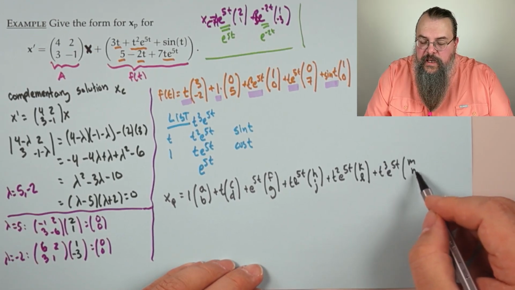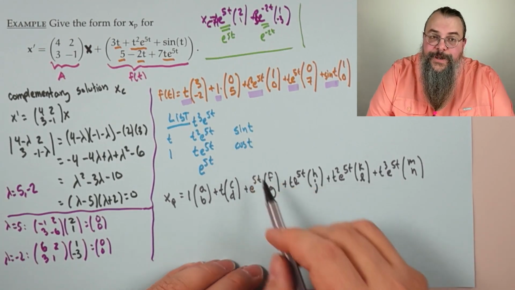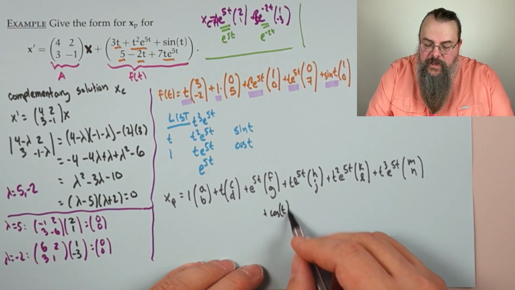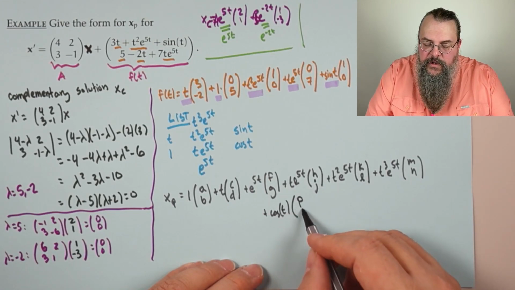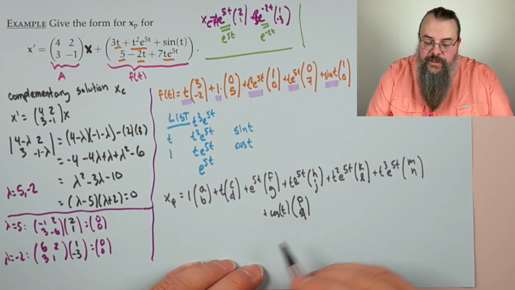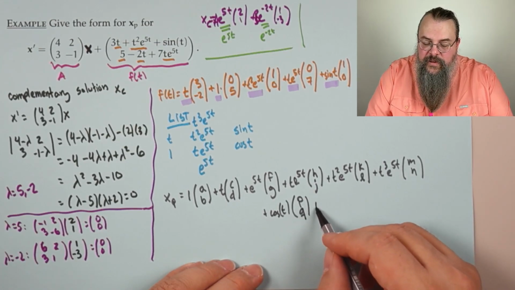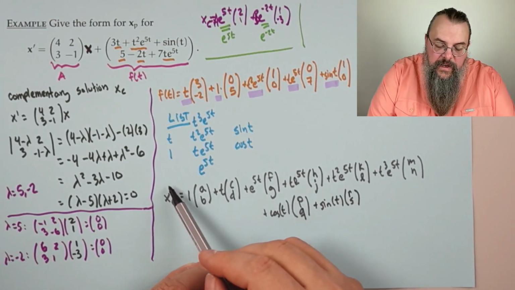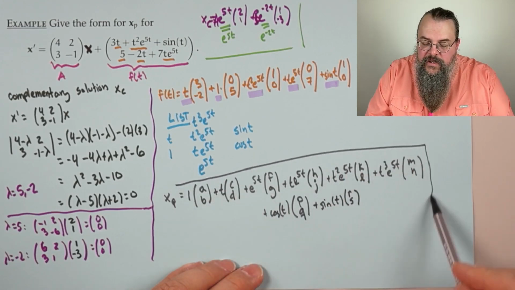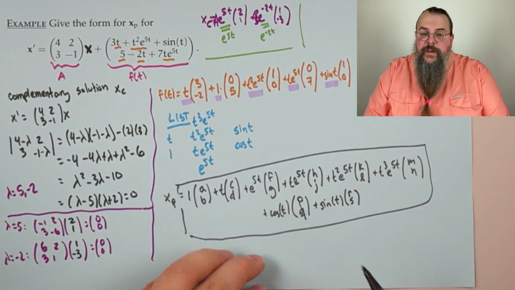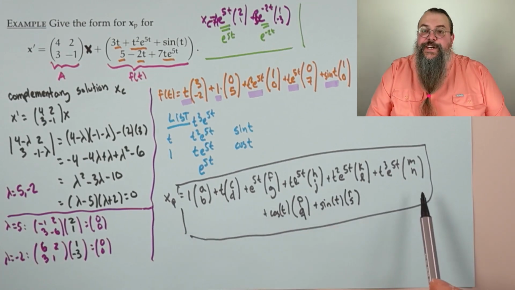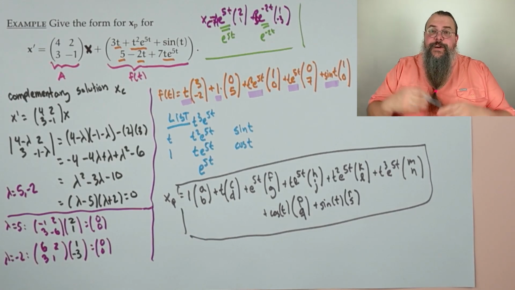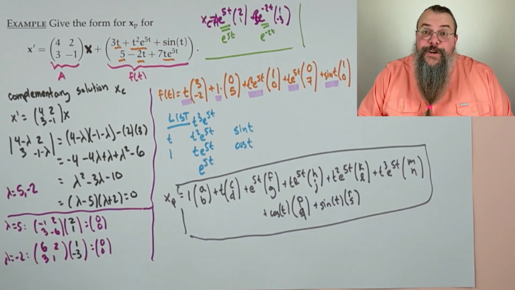And m, n. And, okay, we're in our last group here, plus cosine t. And then skip over o, because that looks too much like 0. p, q, and plus sine of t, r, s. And there is our x_p. So what we have is a collection of unknown vectors, right? Previously it was undetermined coefficients, now it's undetermined vectors.